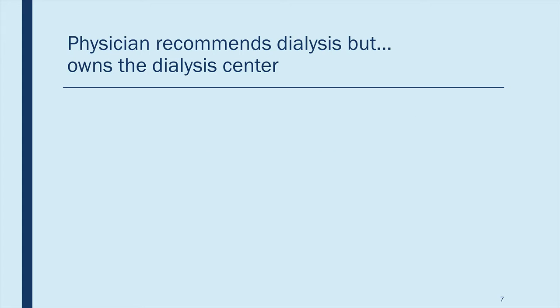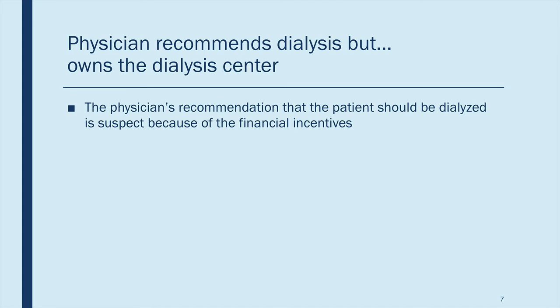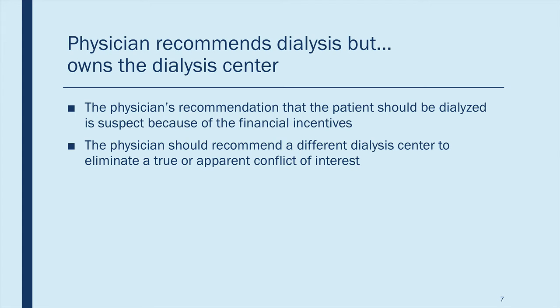But what if we find that the physician who recommends dialysis to the patient actually owns the dialysis center to which he is recommending that the patient attend and eventually derive income from? Well, now we're not so sure that the physician is acting in the patient's best interest. Does the patient really need dialysis? Or is the physician recommending dialysis to increase his dialysis center revenue? And if the patient does require dialysis, is this the best unit for the patient to attend? The physician appears to have a conflict of interest. The physician should recommend that the patient attend a different dialysis center.